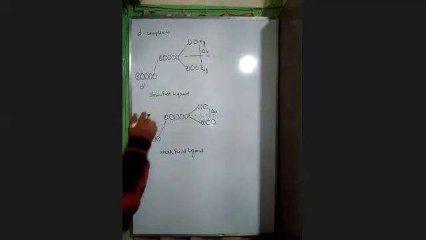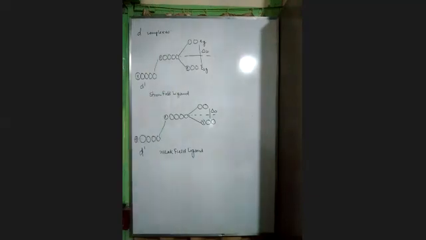Okay, now see here. See in this case. So for D1 complexes, what will be the electronic configuration?